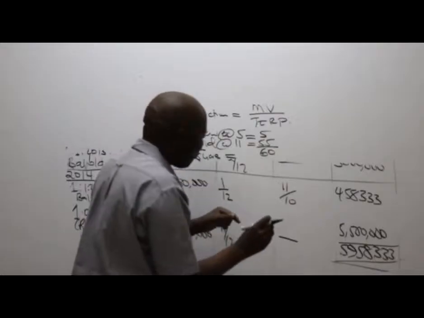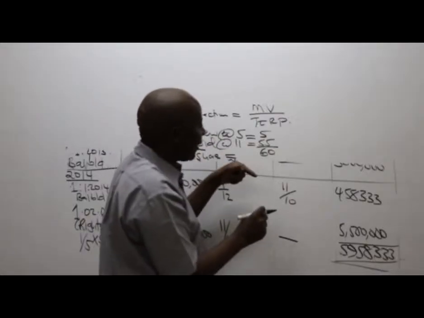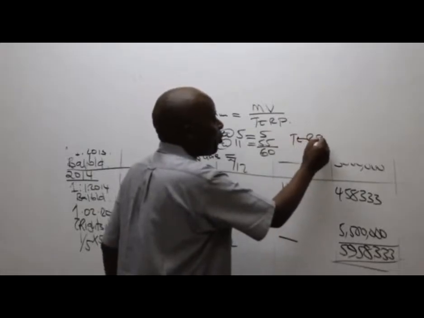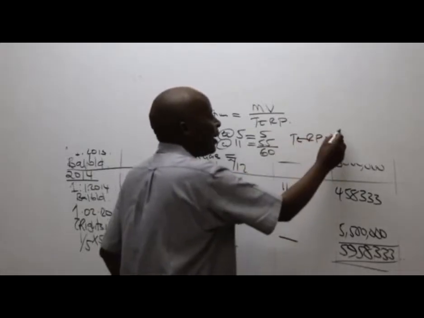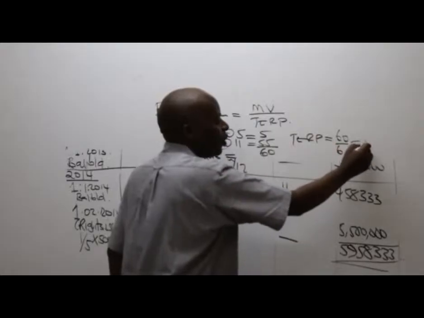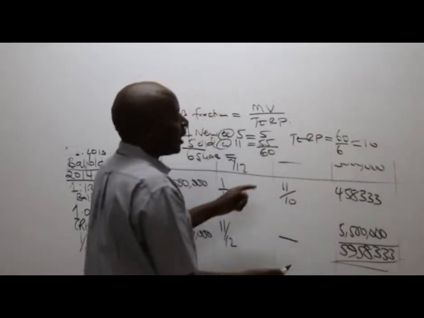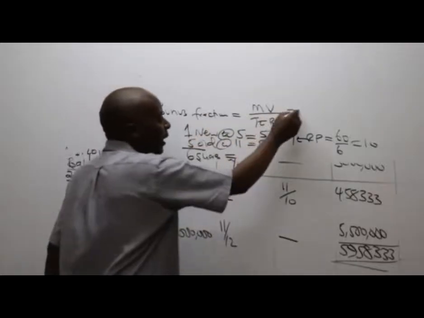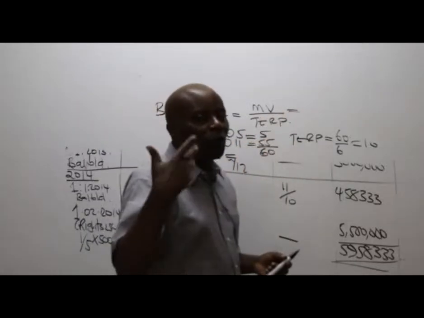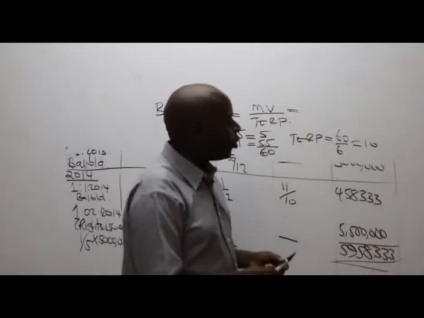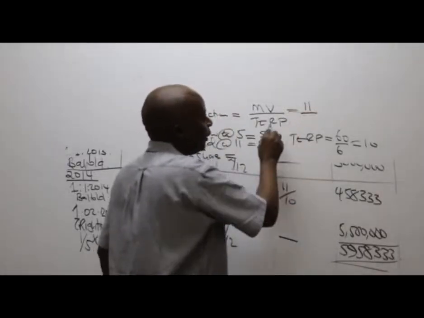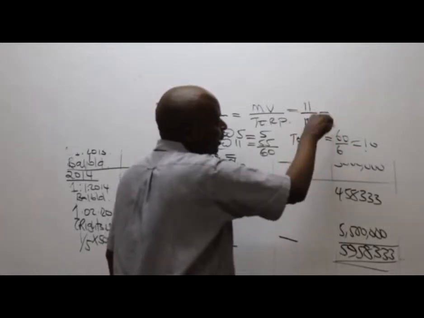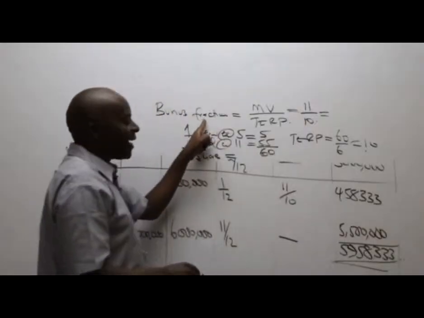That price for 1, of course, now that I brought in the rights, will be the theoretical ex-rights price, which is 60 divided by 6, which gives me 10. And then I'll fit this into the formula. The bonus fraction will be equal to the market value of the old shares, 11, over the theoretical ex-rights price, which is 10. Don't tell me it's 1.1. We are calling it a fraction.